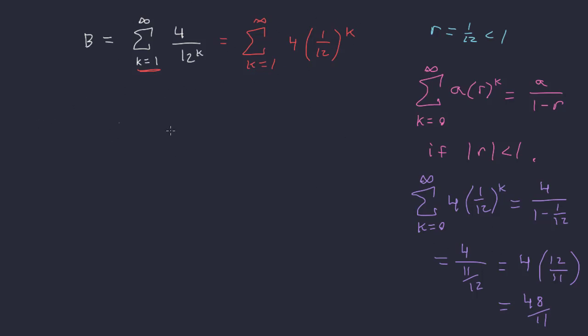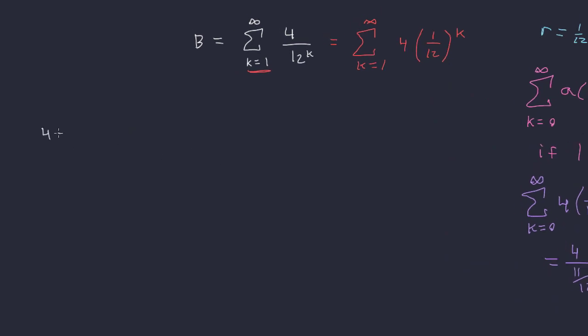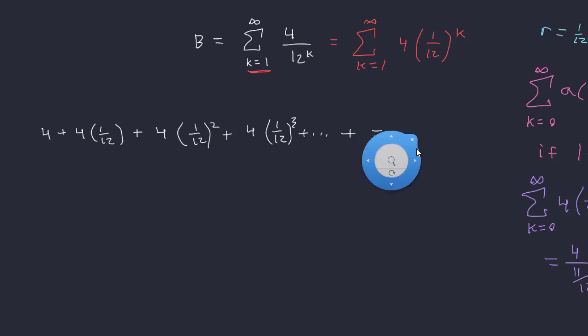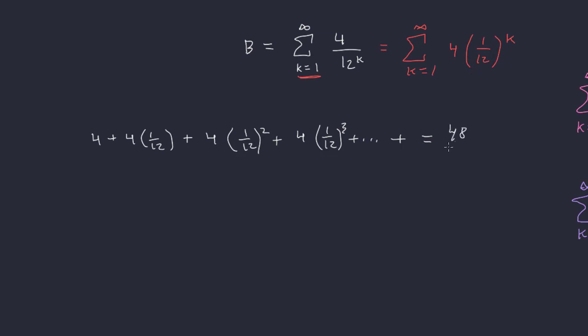All right, now here's what I'm going to write. I'm going to say that this series, 4 plus 4 times 1/12 plus... I may need some more room here, actually. I'm going to give myself more room. Okay, so 4 plus 4 times a 12th plus 4 times a 12th squared plus 4 times a 12th cubed, on and on and on, we know equals, which we got over here, 48 over 11. All right, but we're starting at 1. So this is the k equals 1 term. This is the k equals 0 term.